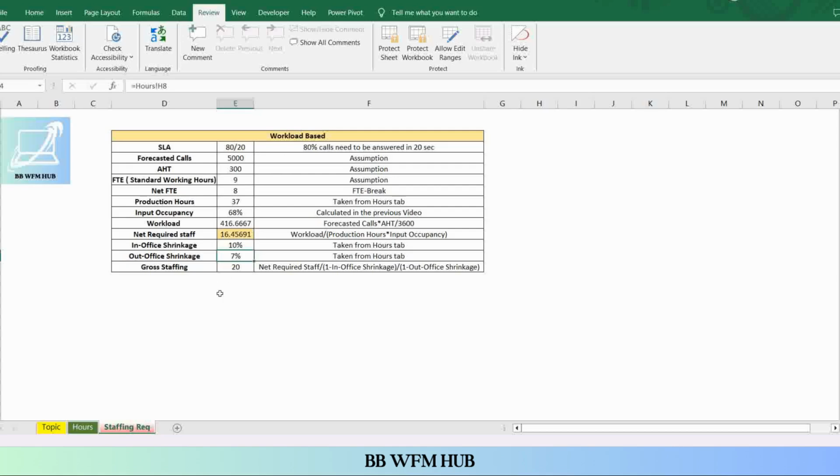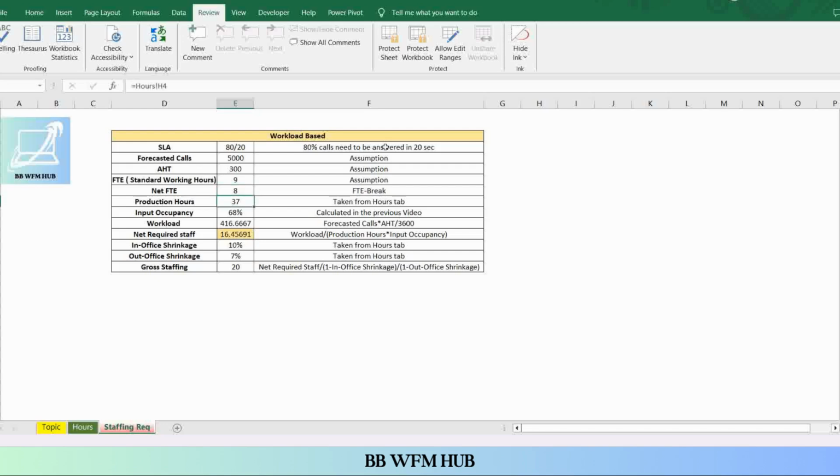Let's move ahead. Okay, so this is our scenario. SLA 80-20. It's an assumption that we are taking. That means 80% calls need to be answered in 20 seconds. Forecasted calls 5,000. Assumption AHT 300 seconds. Assumption networking hours, standard working hours 9. Net FTE, or we can say net working hours 8. 9 minus break 1, 8.